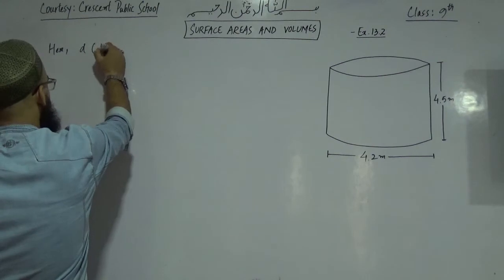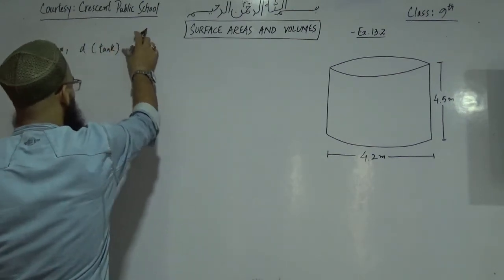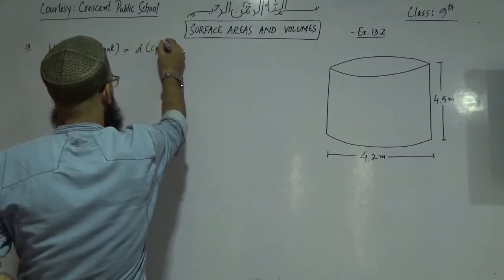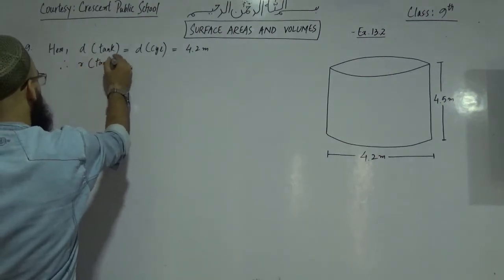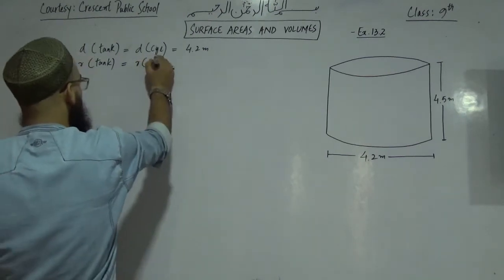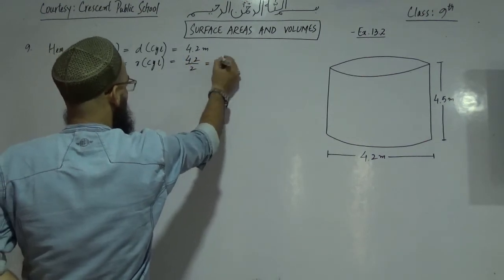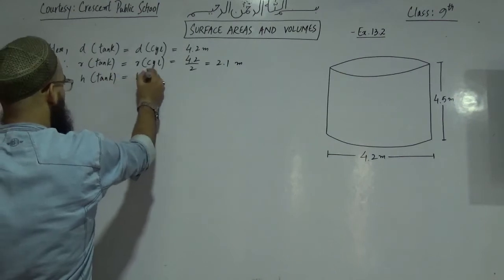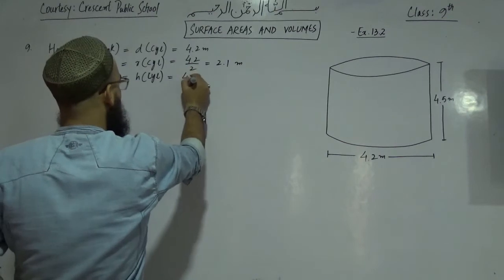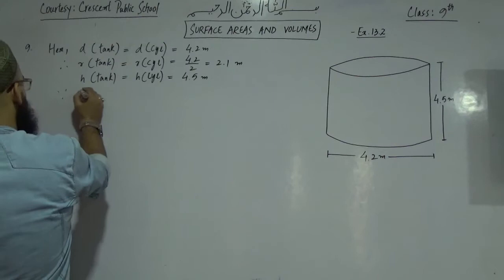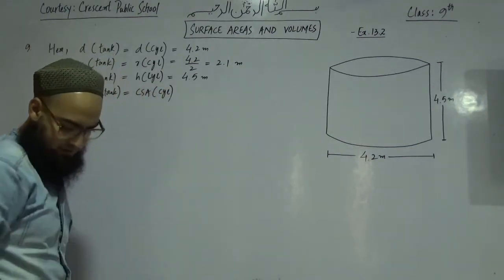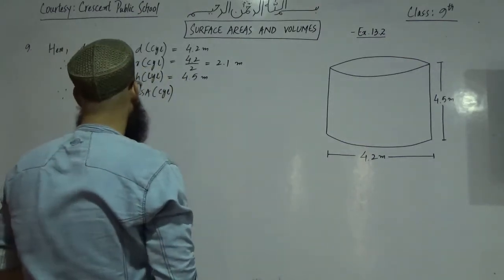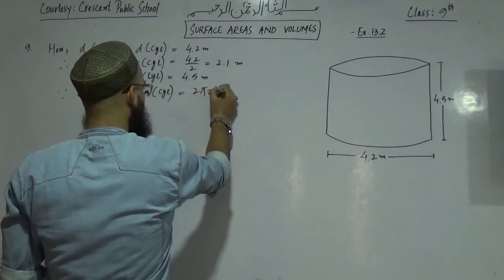Diameter of tank is diameter of cylinder, and that is how much? 4.2 meter. Therefore, radius of tank is radius of cylinder, and that is 4.2 divided by 2, that is 2.1 meter. Then height of tank is height of cylinder, that is 4.5 meter. Got it? Since curved surface area of tank is nothing but curved surface area of cylinder, curved surface area of cylinder, or lateral surface area, and that is equal to twice pi r h.